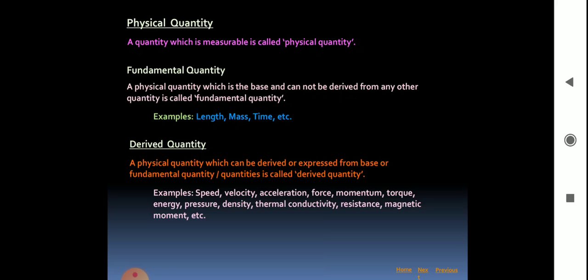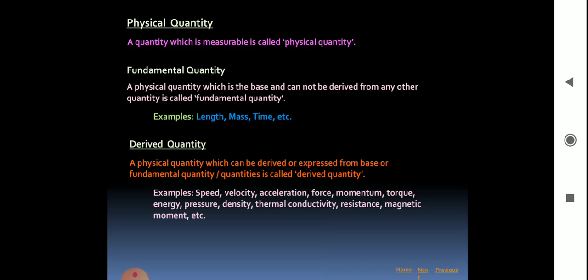The next one, a derived quantity. A physical quantity which can be derived or expressed from a base or fundamental quantity. Such quantities are called derived quantity. So the derived quantities are derived from our base quantities. Such quantities are called derived quantity.